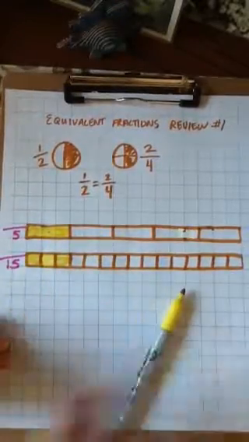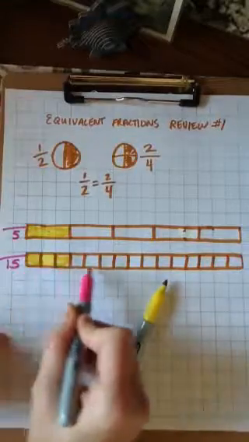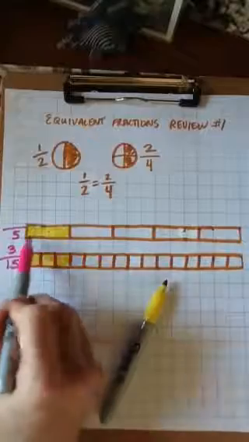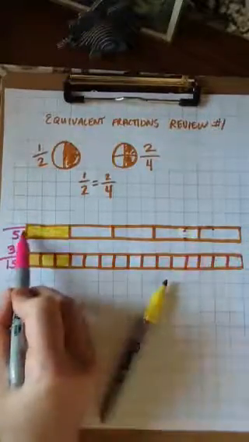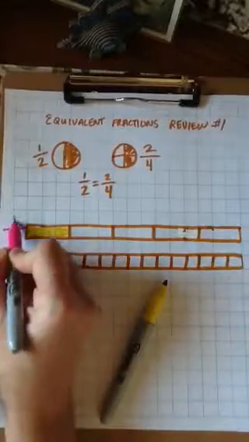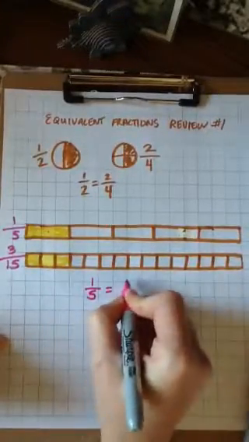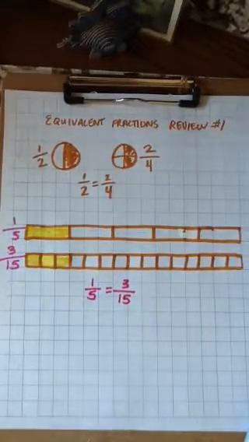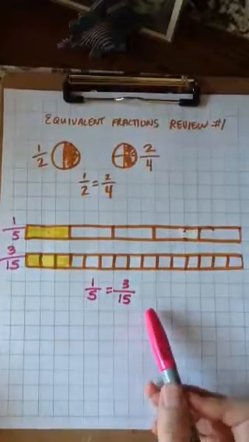Now I could call this 3 shaded out of how many? 15. So 3 out of 15, 3/15. This, I could say, is out of how many pieces? 1, 2, 3, 4, 5. Only one of these pieces is shaded, 1/5. So 1/5 equals 3/15. At school, we're talking about that these are synonyms.